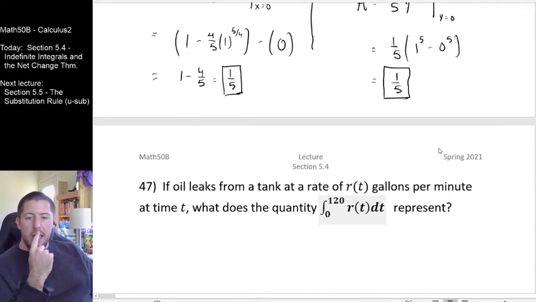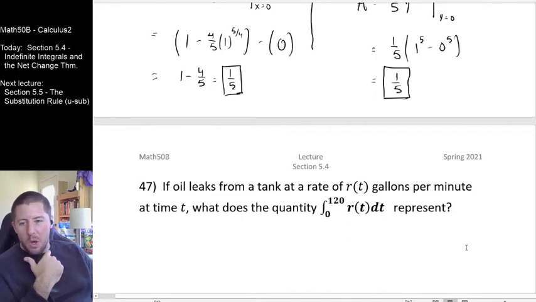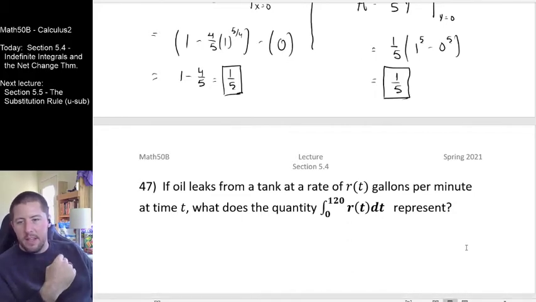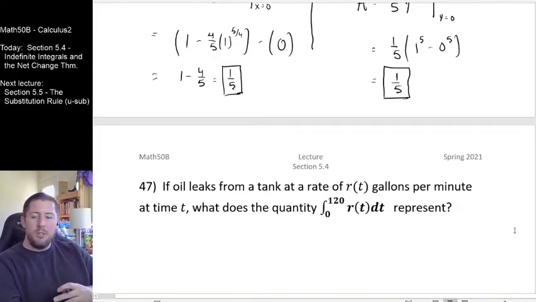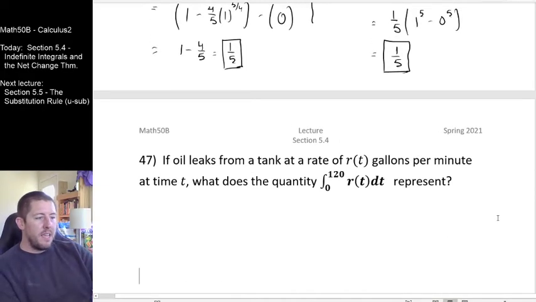So in this question, I'm saying oil leaks from a tank at a rate. Oh, that's such an important word right there. Rate. Hopefully Calc 1 burned into your brain that rates are mathematical quantities here that are related to calculus, r of t gallons per minute at time t. Then what does the quantity, the integral from 0 to 120, r of t dt, represent? And the easy thing that I'm going to do right here is I'm just going to write some units. All right, when I think of r of t is gallons per minute.